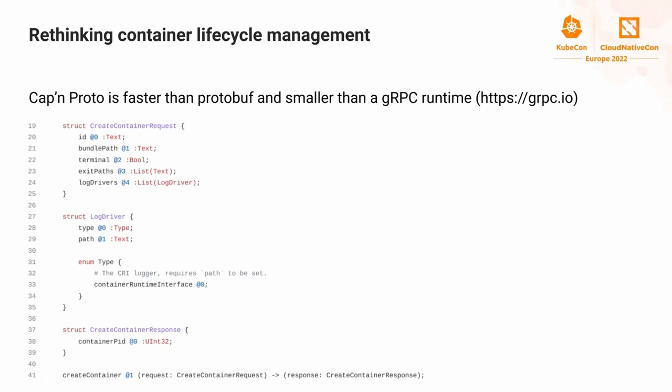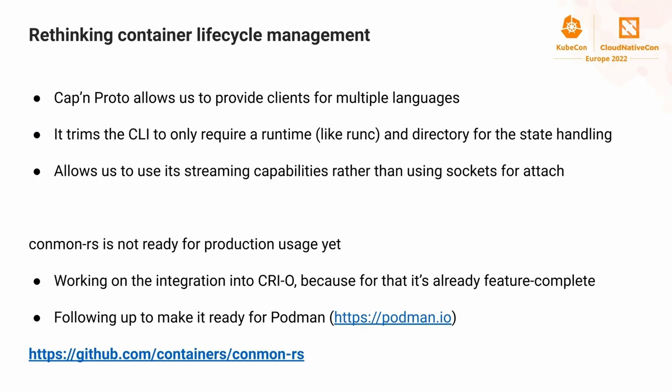And from a use case perspective, we would run the conmon server, which then waits for incoming connections from the client, which would be CRI-O. And CRI-O tells conmon how to create the container and how the container lifecycle should work. So Cap'n Proto allows us to provide clients for multiple languages. So we can create a Golang client without having the user struggle with the Cap'n Proto at all. And it also trims down the CLI to only require a runtime like runc and the directory for state handling. So we only require two CLI arguments to start conmon. Besides that, it allows us to use the streaming capabilities of Cap'n Proto rather than using the sockets for attach. Right now, we still rely on sockets because we kind of want to mimic the old behavior of conmon.